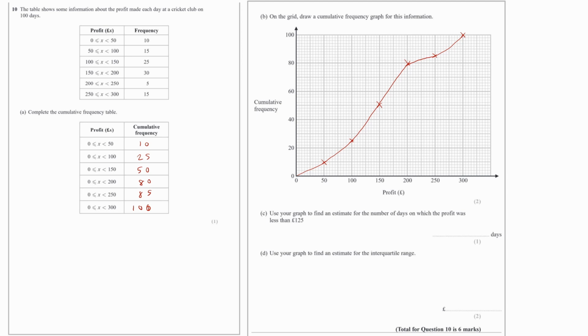And we need to use the graph to find an estimate for the number of days on which the profit was less than £125. So at £125, I've got to draw a straight line, and then across from 125. Here we go. So 37.